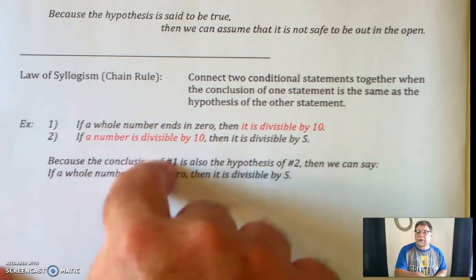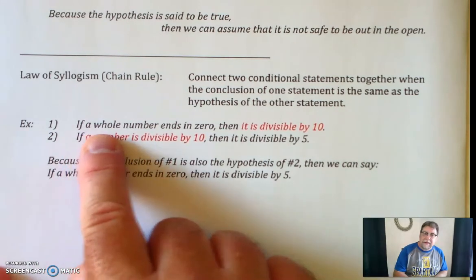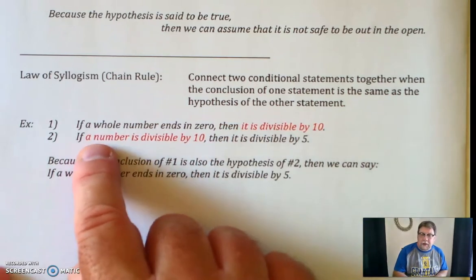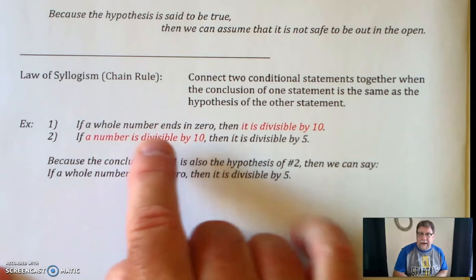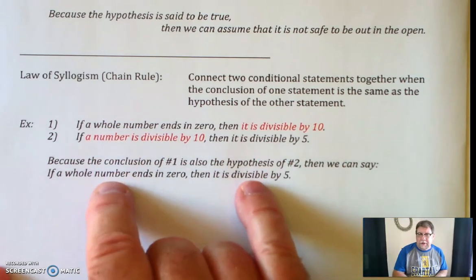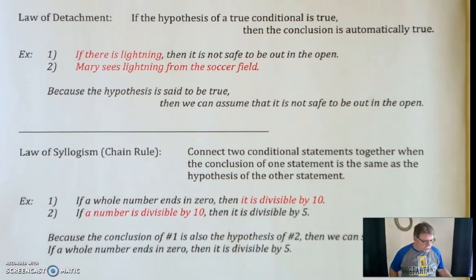And you will see us use this rule in proofs. Okay, so one more time. Since the conclusion of the first statement is equal to the hypothesis of the second statement, then the original hypothesis and final conclusion can also be written as a third if-then statement. And there's your two laws in section B4.